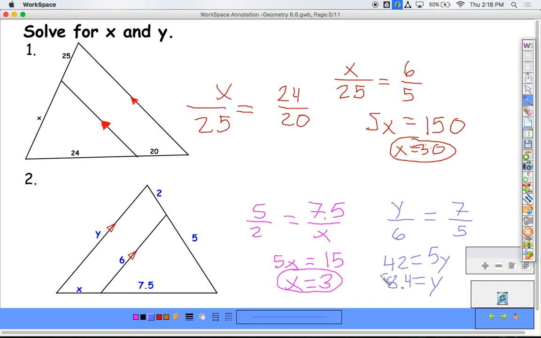And yes, I did that in my head because I'm a genius. Ta-da! So that's the first theorem.